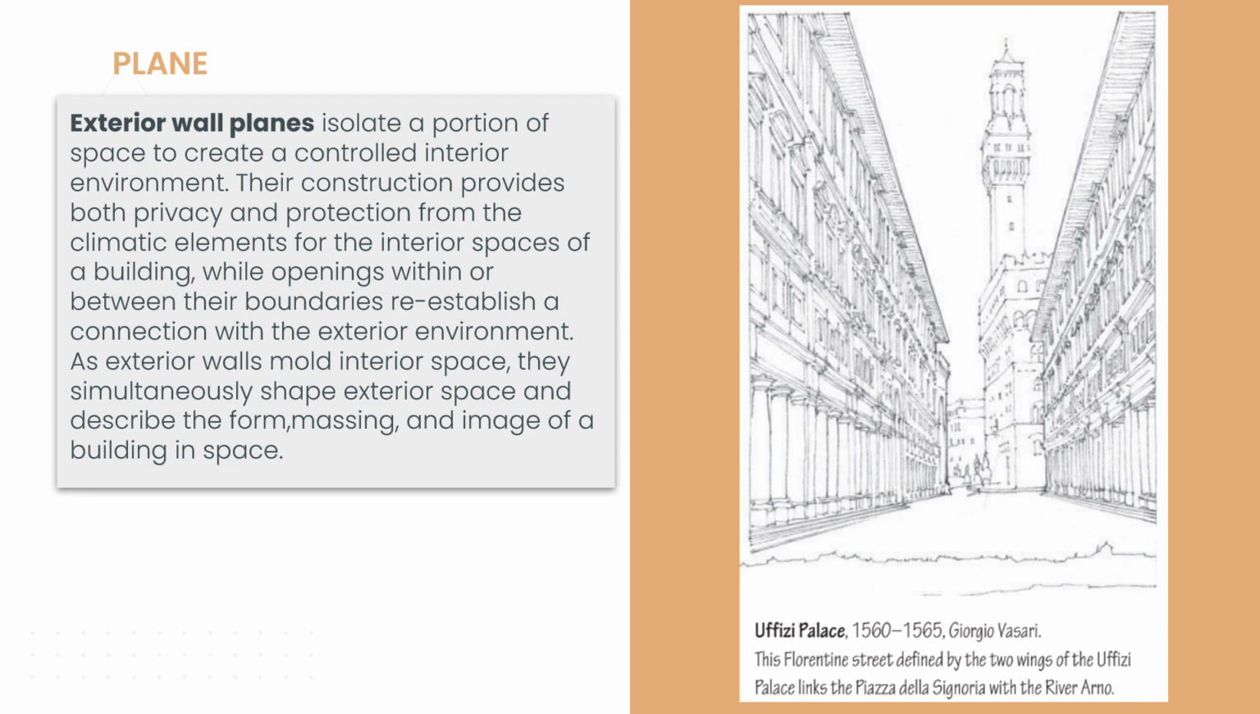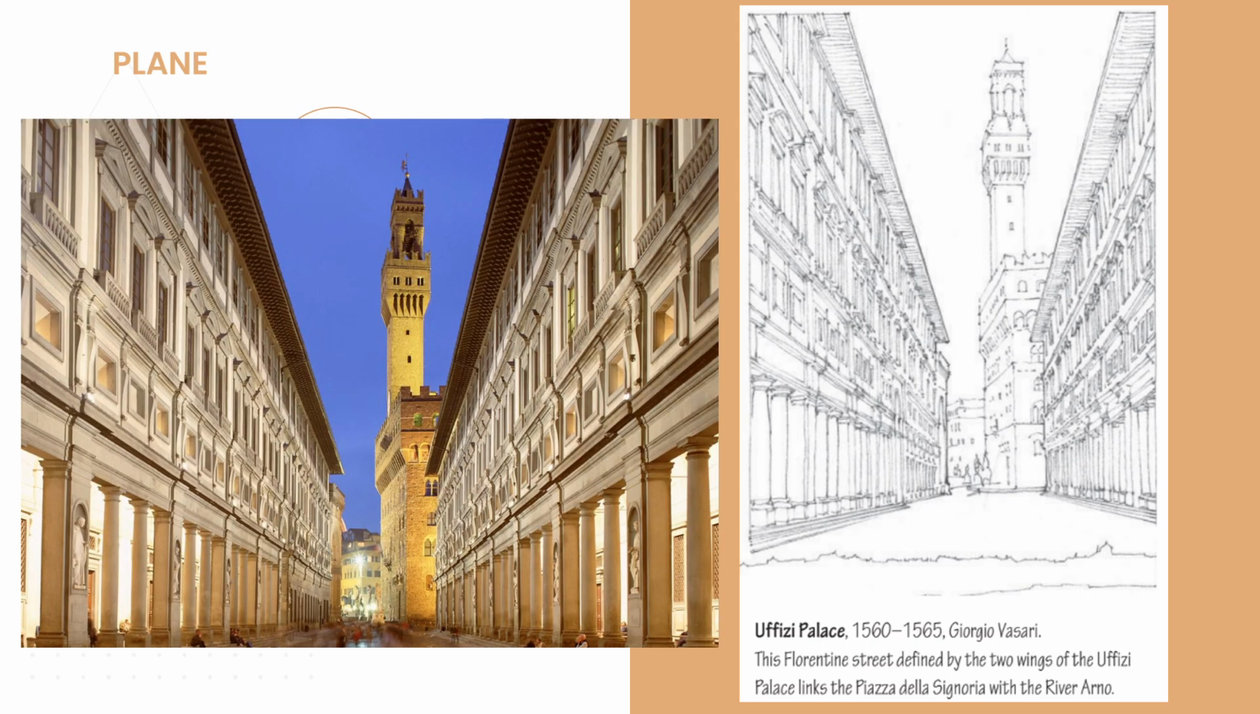So it's not always horizontal. The exterior wall planes isolate a portion of space to create a controlled interior environment. So it doesn't always have to be inside. The outside is also defined by exterior wall planes, like this Uffizi Palace, designed by Giorgio Vasari in Florence, Italy, like this one in real life.